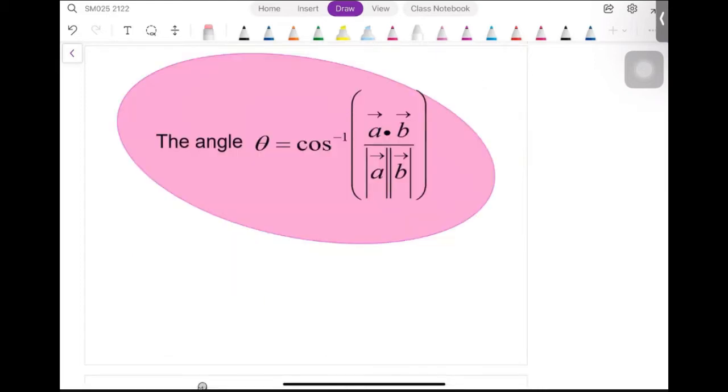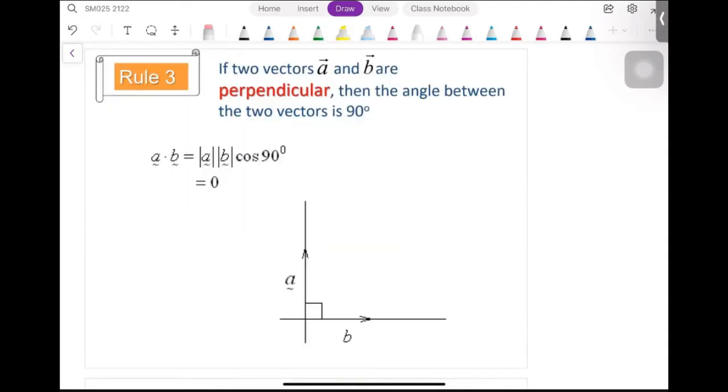Next, this is the formula on how to find the angle between two vectors. Our formula is fixed. Our theta, or angle, is basically arc cos of vector A dot vector B divided by the magnitude of A times the magnitude of B. Another rule that we will use for the dot product is whenever we want to prove perpendicular vectors, or two vectors that are orthogonal to each other. If two vectors are orthogonal or perpendicular to each other, A dot B will be 0.